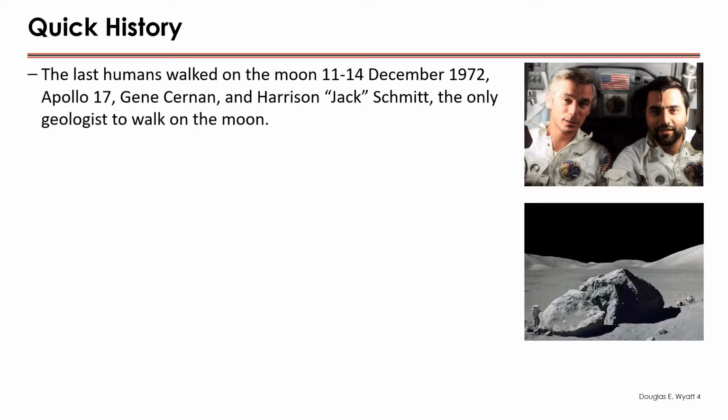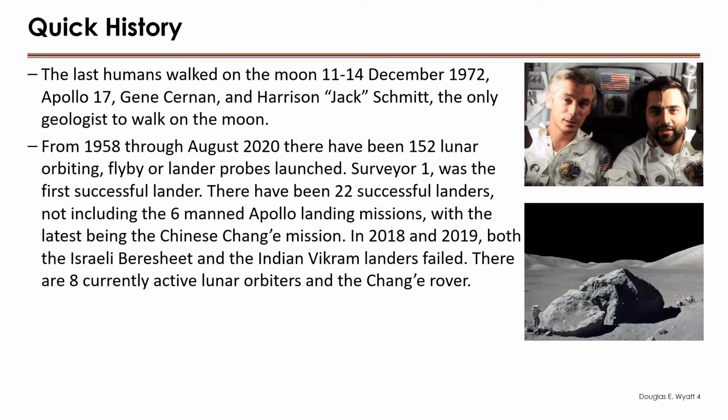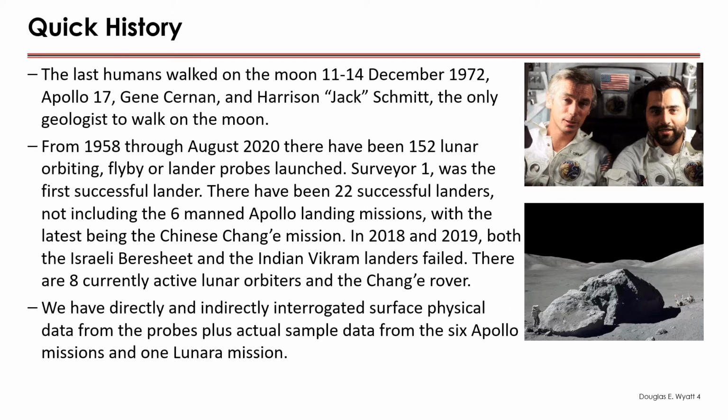The last humans on the moon were in 1972, Gene Cernan and Jack Schmitt. Jack Schmitt, of course, was a geologist. But there's been continual exploration of the moon that you can read here. We have had 22 successful landers, not including the 6 Apollo missions. And although there have been some failures recently, last year, the Israeli Bereshit, the Indian Vikram lander, there are still 8 current active lunar orbiters and the current Chandrayaan rover.